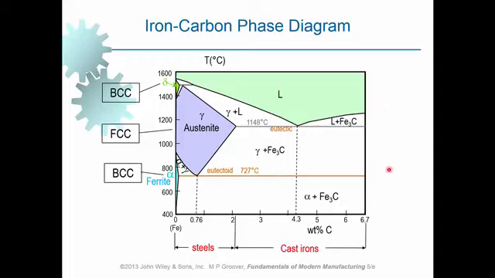Indeed, 6.7% of carbon in this phase diagram is equivalent to 100% of cementite. And this can be referred to as the iron and iron carbide phase diagram. That's a better name for this phase diagram. Okay? So what we will have at this end is Fe3C, 100% of Fe3C. That is equivalent to 6.7% of carbon. And at this end, of course, we will have 100% of iron.